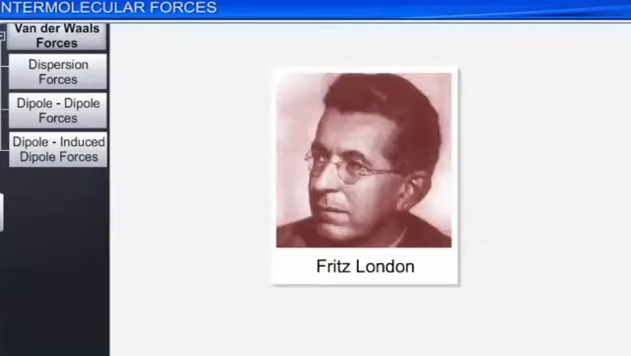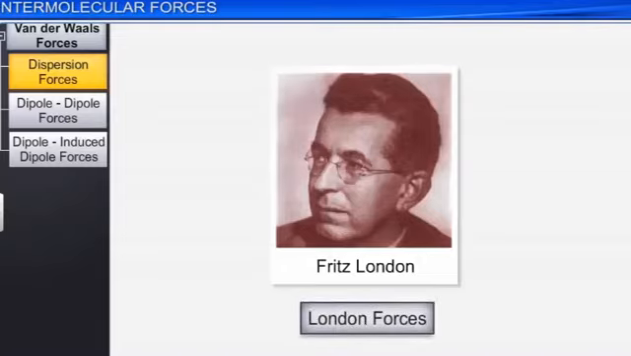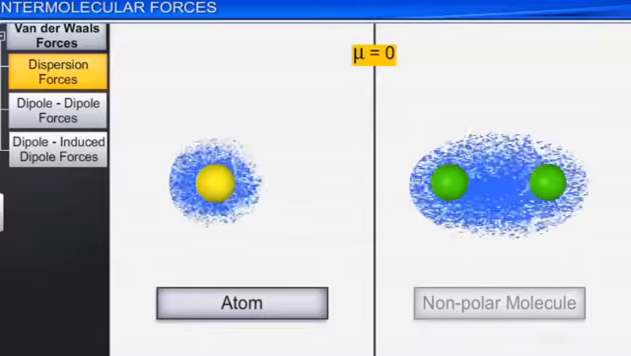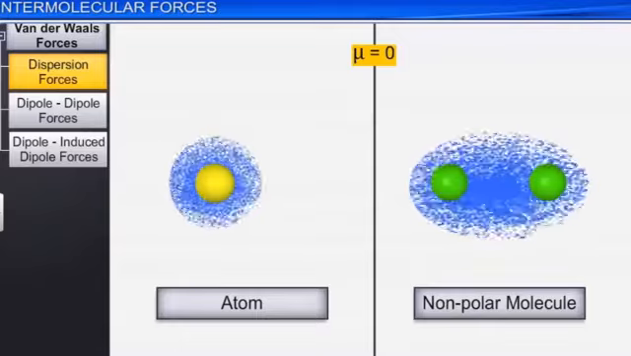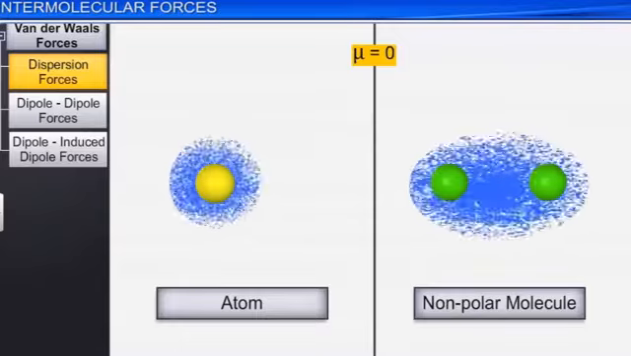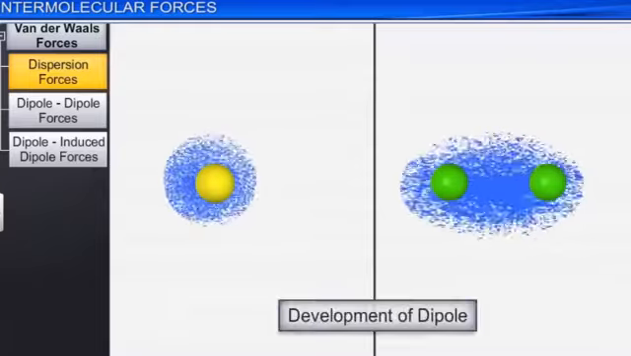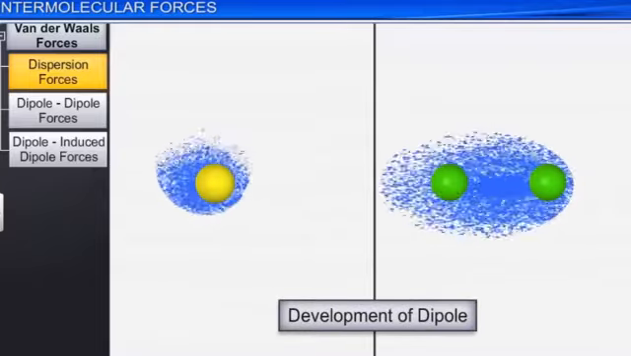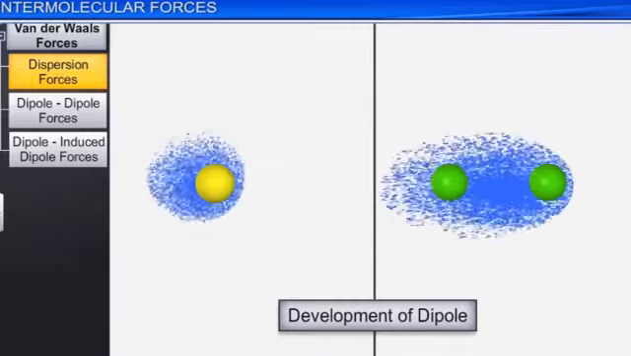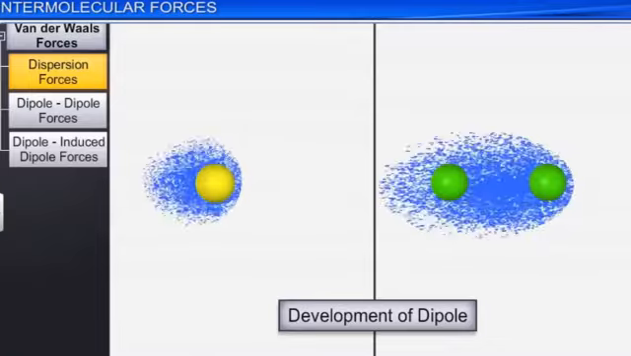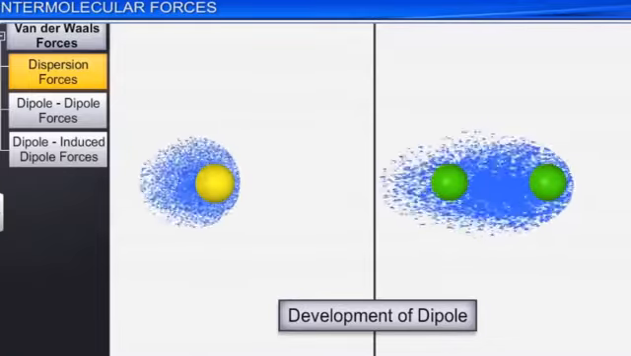The existence of dispersion forces was first suggested by Fritz London, and hence, these forces are also known as London forces. We know that atoms and non-polar molecules have no dipole moment because their electron cloud is symmetrically distributed. However, due to the constant motion of the electrons, an atom or molecule can develop an instantaneous or transient dipole when its electron cloud is distributed asymmetrically about its nucleus. Let's understand this through an example.